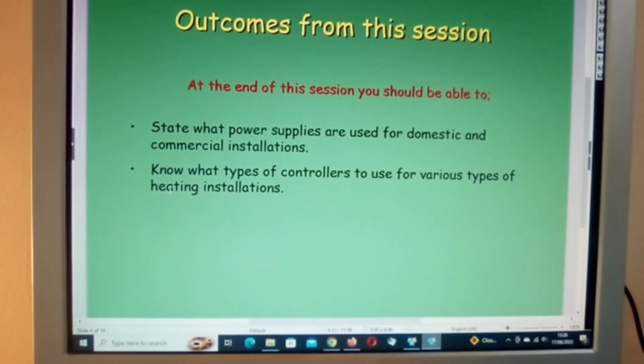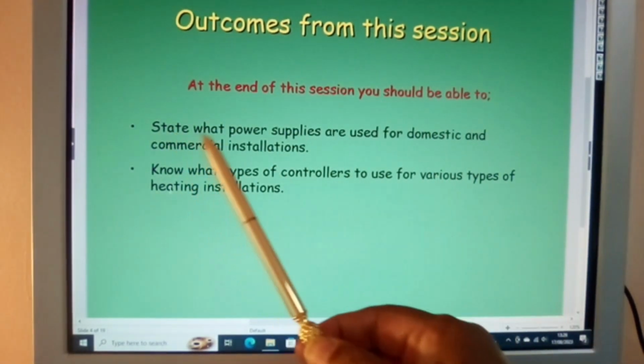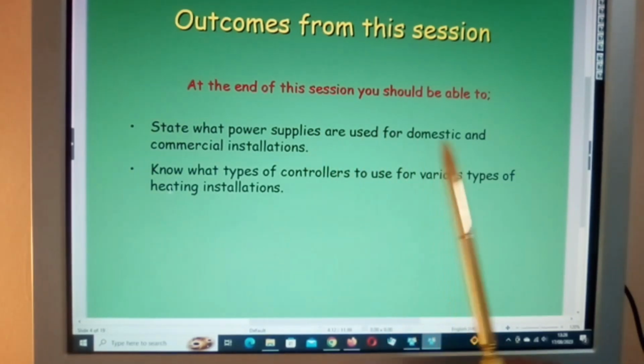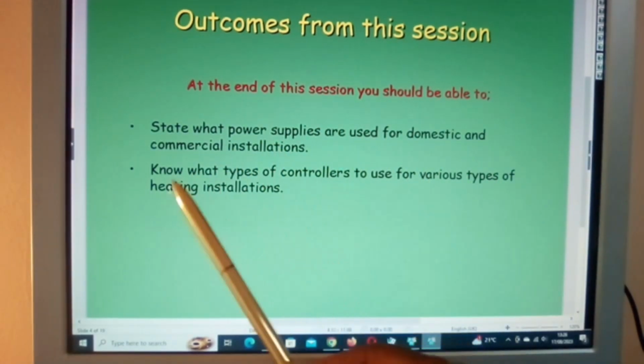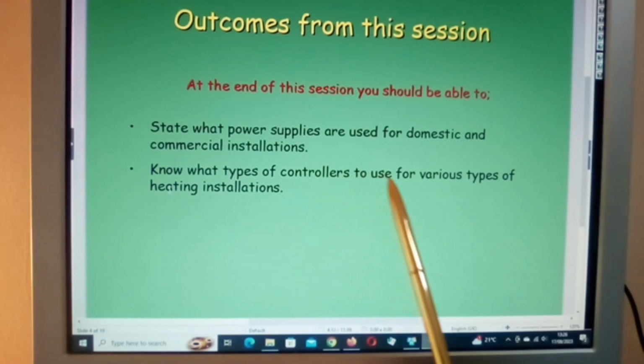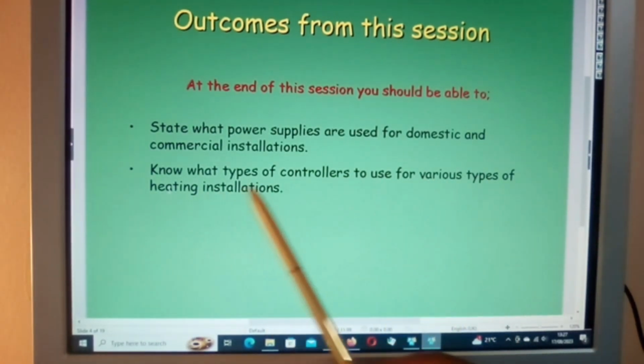Outcome from this session: at the end of this session, you should be able to state what power supplies are used for domestic and commercial installations, and know what types of controllers to use for various types of heating installations.